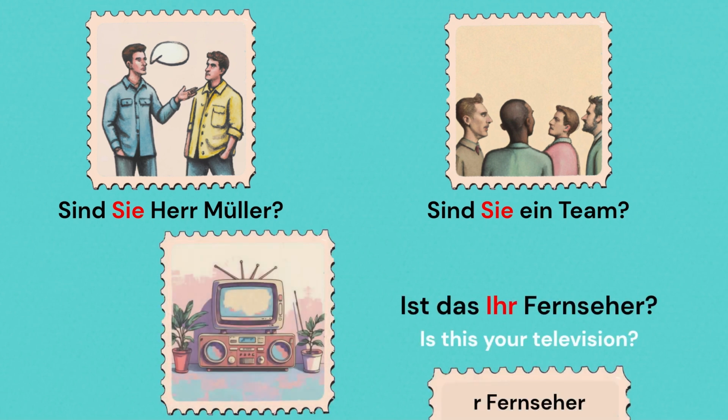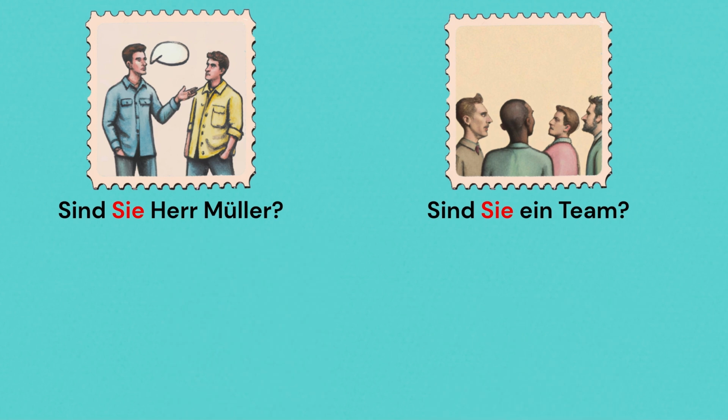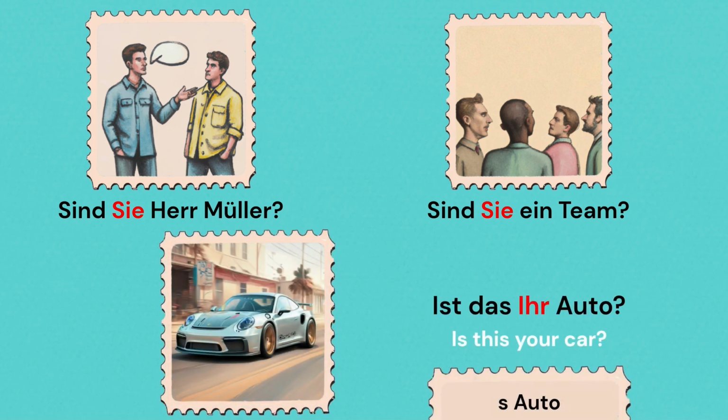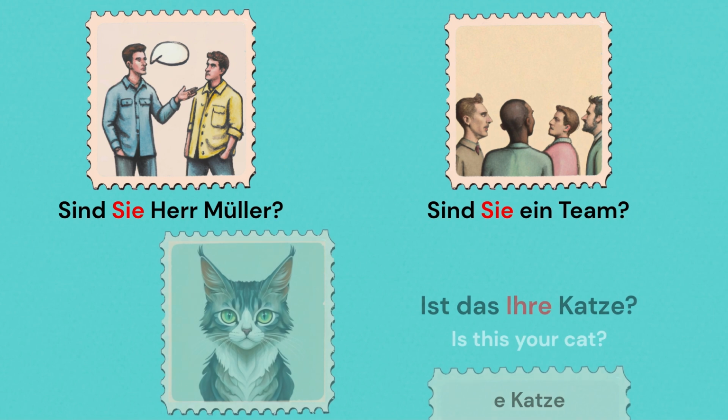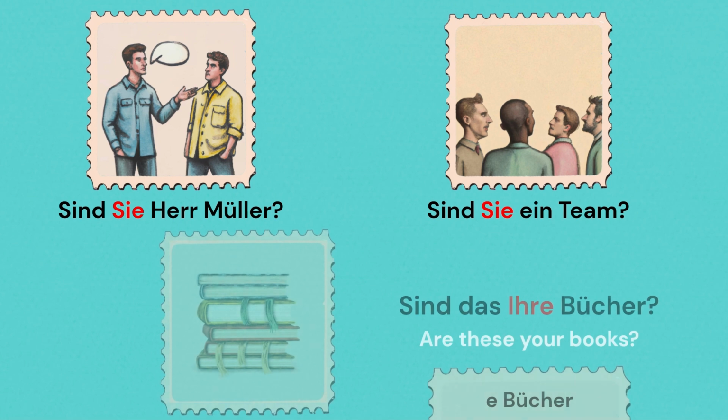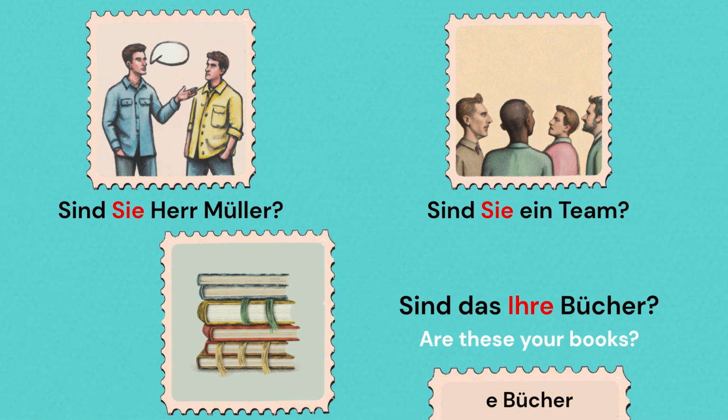Ist das Ihr Fernseher? Ist das Ihr Auto? Ist das Ihre Katze? Sind das Ihre Bücher? So for sie, whether in singular or plural, the possessive articles are ihr and ihre. Ihr is used when the article is der or das, and ihre is used when the article is die in singular or plural.